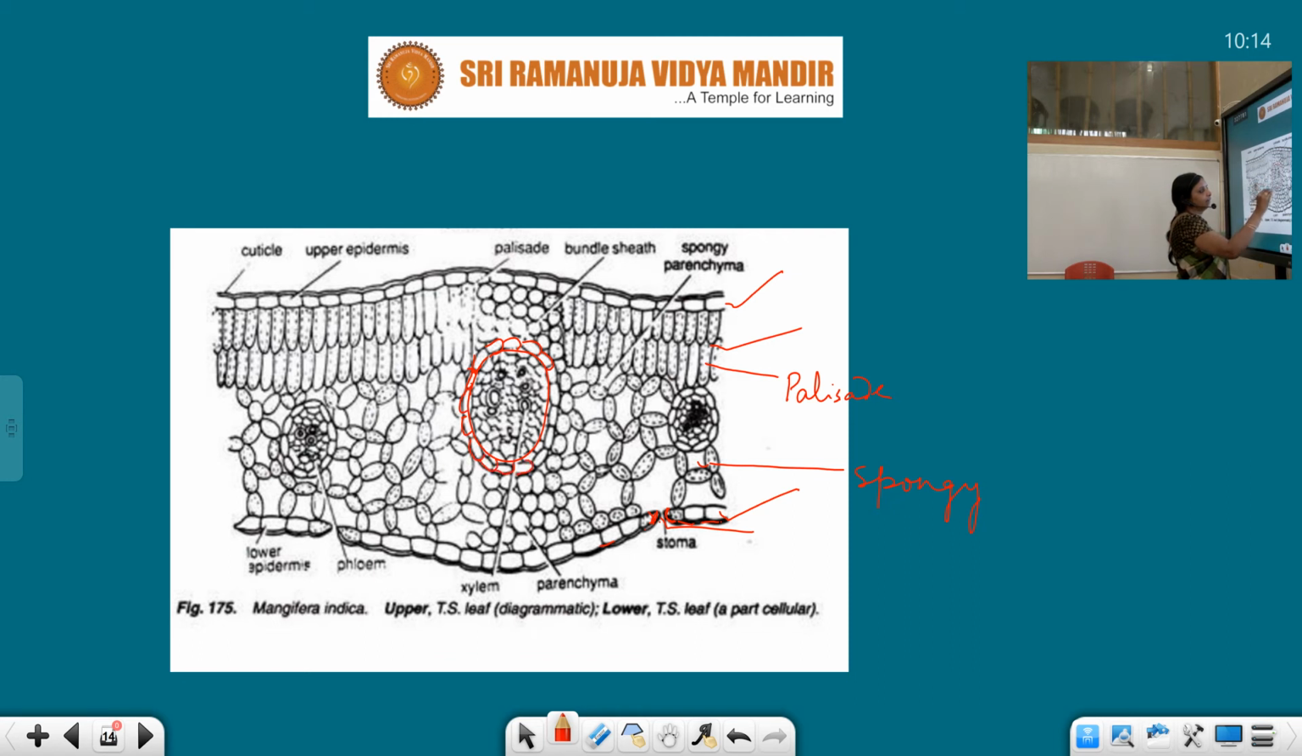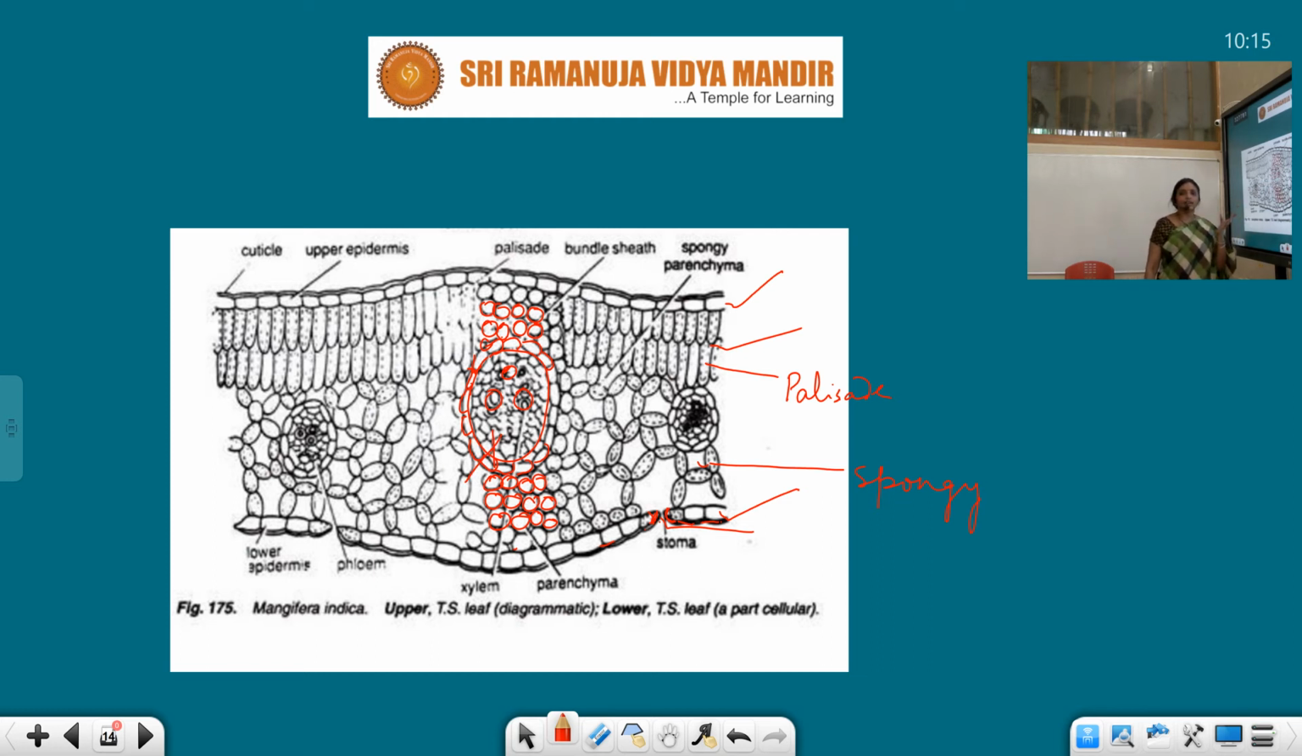And this bundle sheath extension, a parenchymatous extension, goes up to the epidermis. So here we can see this extension going up to the epidermis in the lower side also, and no cambium ring is present. This is protoxylem, which is towards the upper epidermis, and these two are metaxylem. So xylem is towards the upper epidermis and phloem is towards the lower side. So this part is phloem. This is the structure of a dicot leaf.